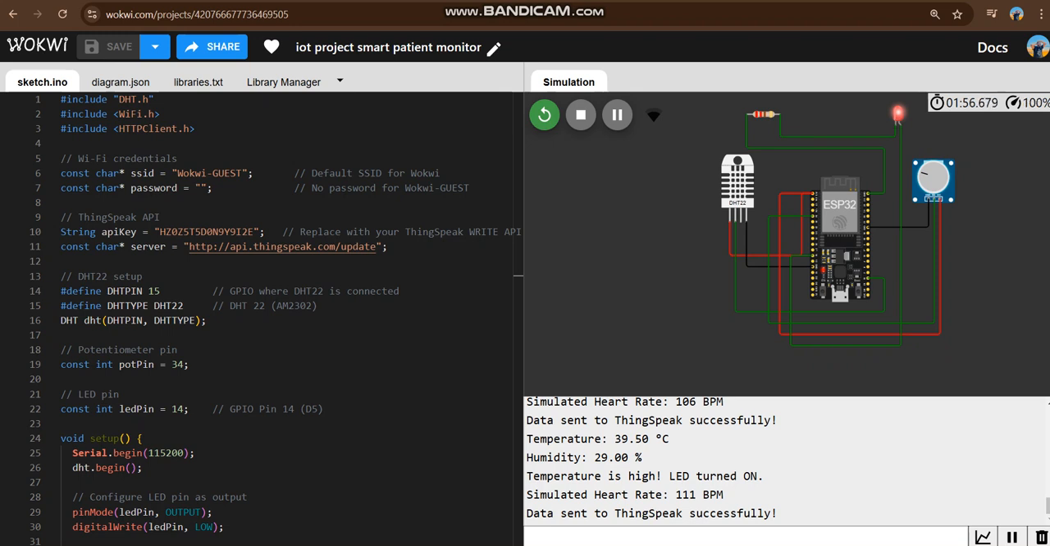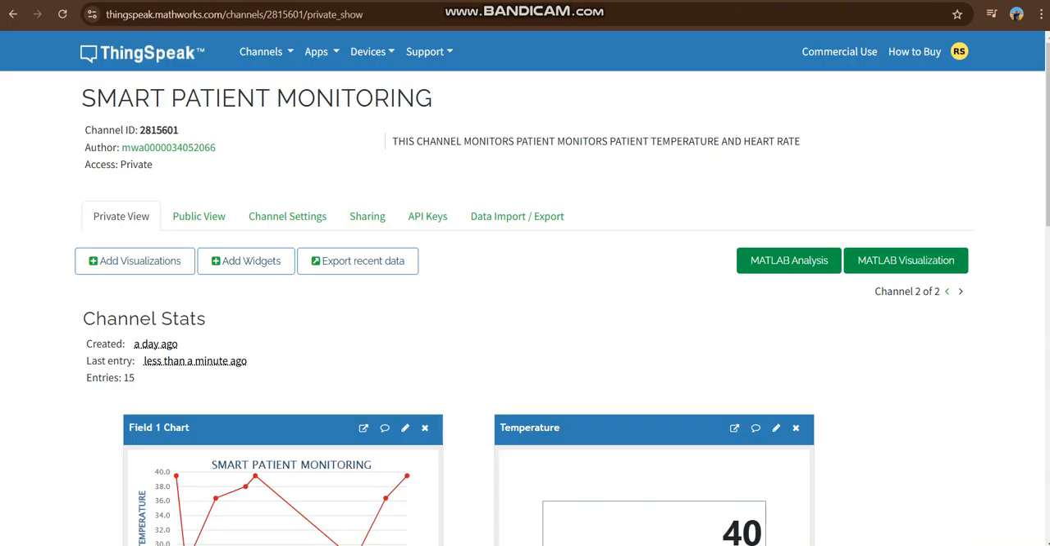This indicates when the patient is having a fever or any kind of related body disease, which means the patient's body condition is unstable. So the third data is sent also to ThingSpeak successfully. The heart rate is high, 111. So let's see the data on ThingSpeak.